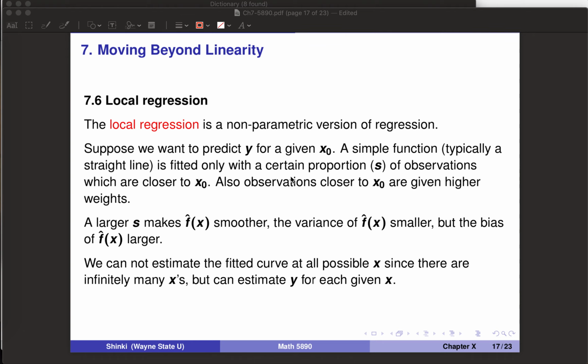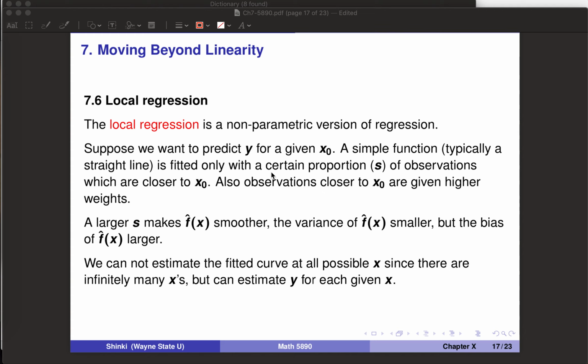Also, the observations closer to x naught are given higher weights. If we have 10 observations similar to x naught, and some observations are really close to x naught, we put more emphasis on that information. We put some emphasis on the other maybe 9 observations, and we don't put any weight where x is far from x naught.